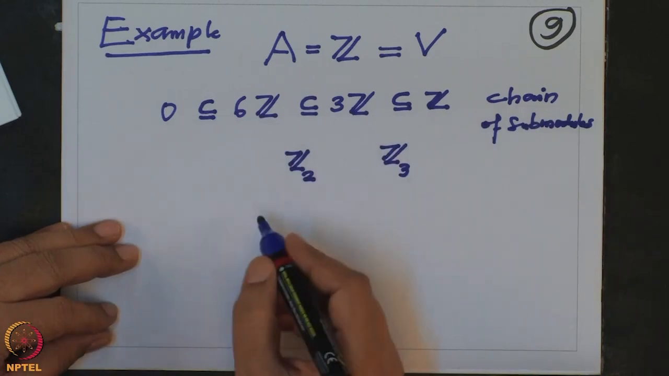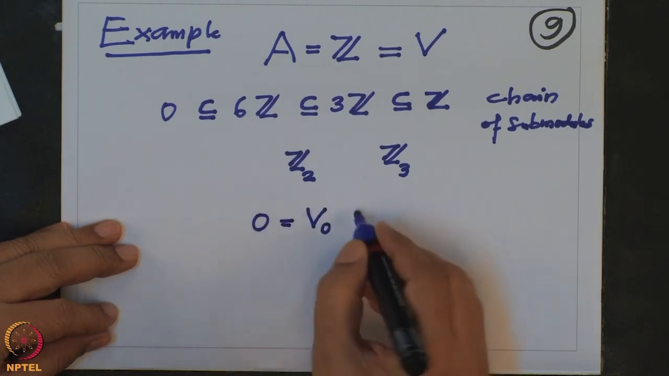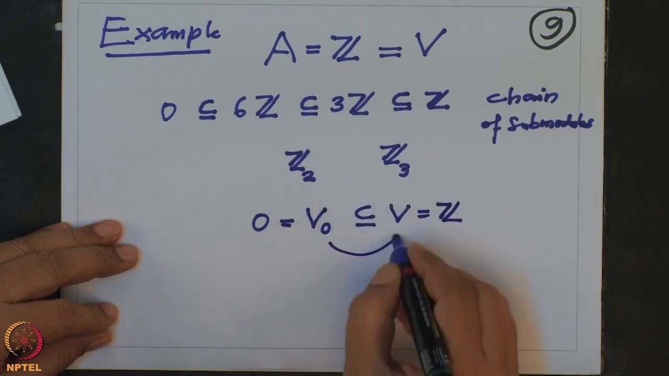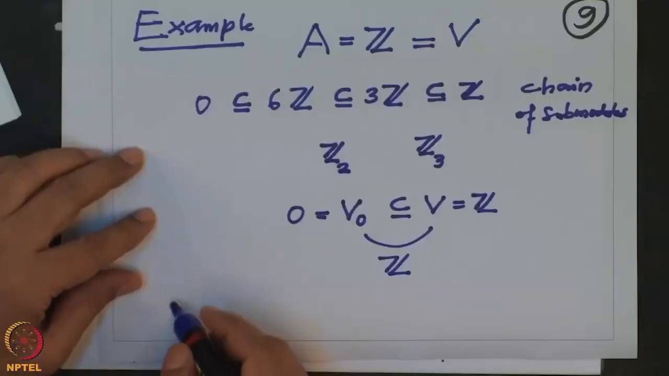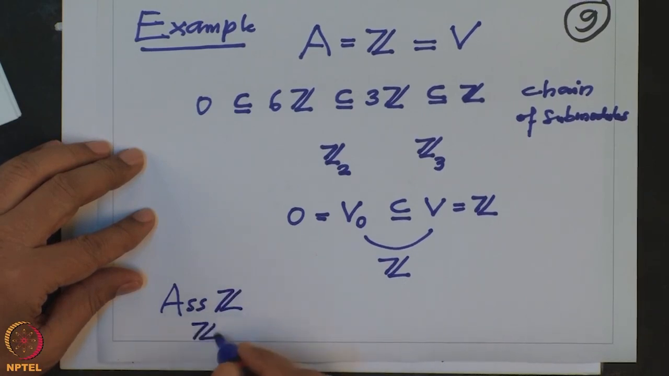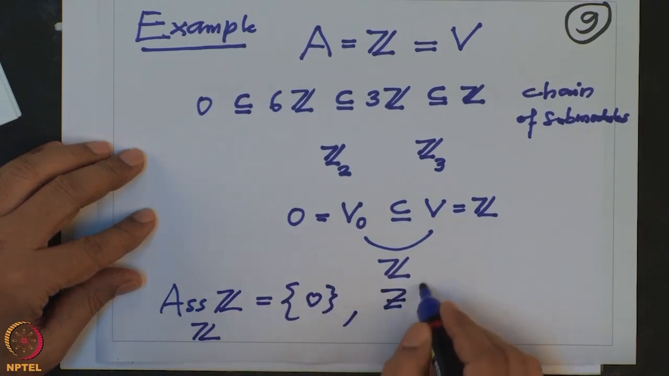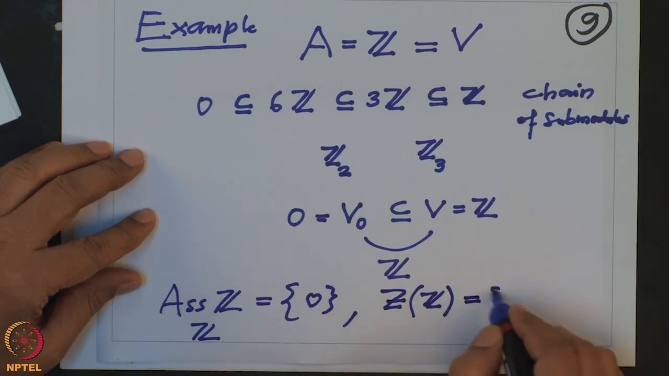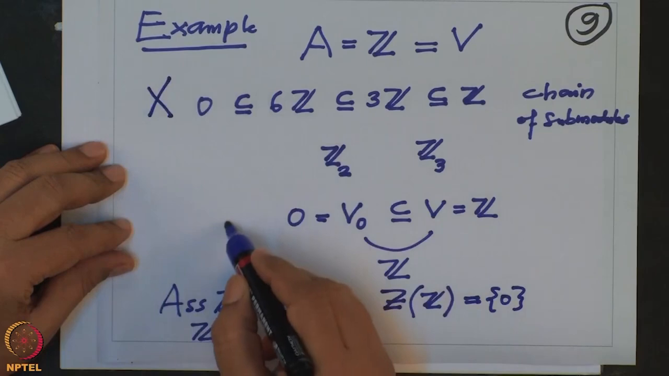But however, we can consider 0. This is V0 and contained in V, which is Z. Now this quotient is Z, and that serves our purpose. So the only associated prime ideal of Z is 0. So here note that the associated prime ideals of Z as a Z module, this is only one element, namely the 0 prime ideal. There is no zero divisor in Z other than 0. So this is not the required chain, but this is the required chain.